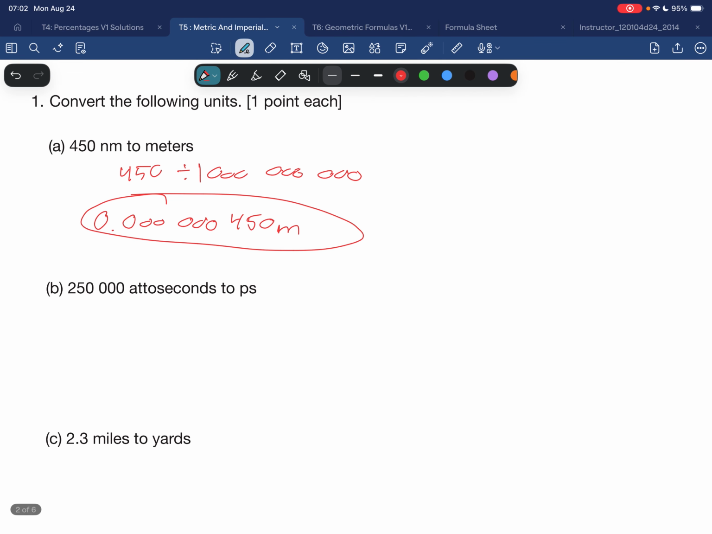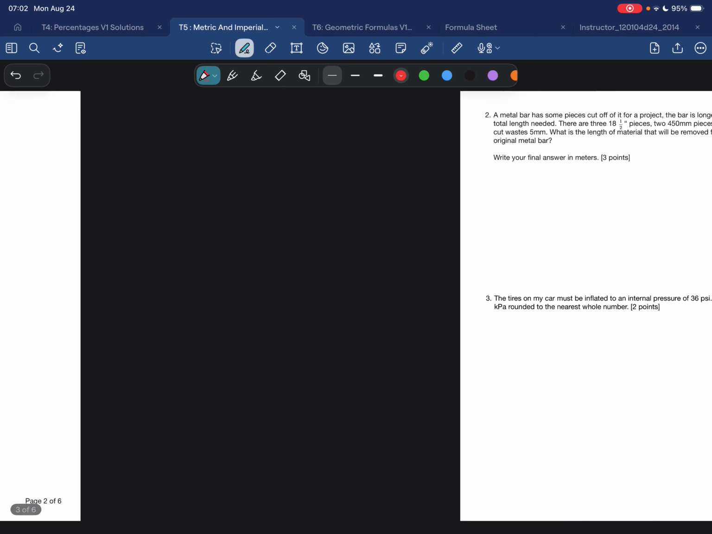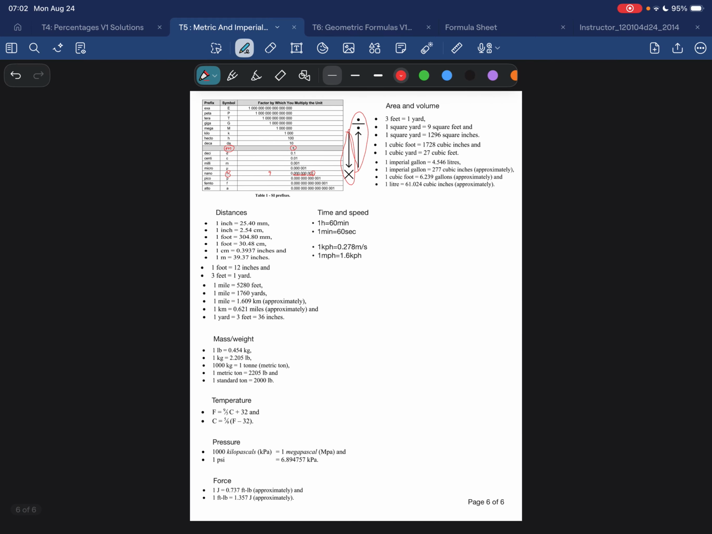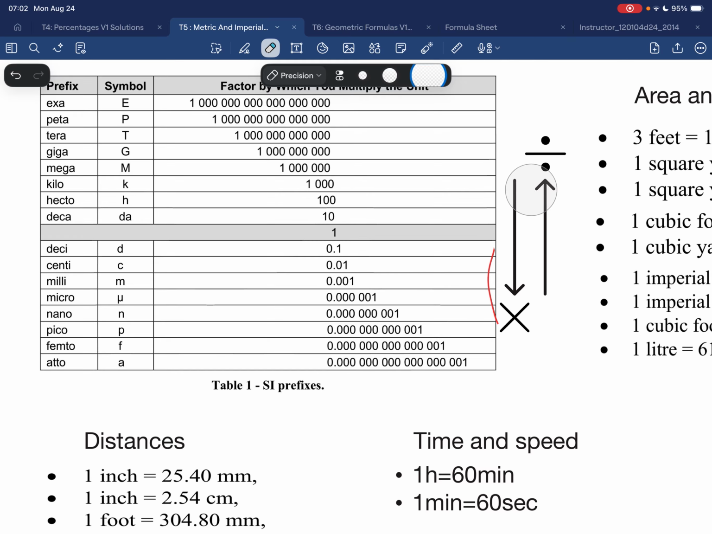Same idea here from attoseconds to picoseconds. This time the difference is 6 decimal places. So this ends up being 0.25 picoseconds. So shown here. This time, I'm just going to erase this quick. Just all this.